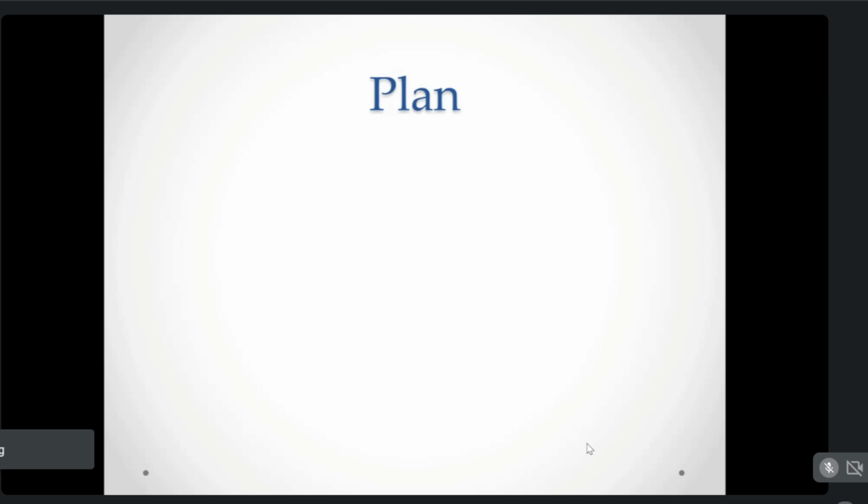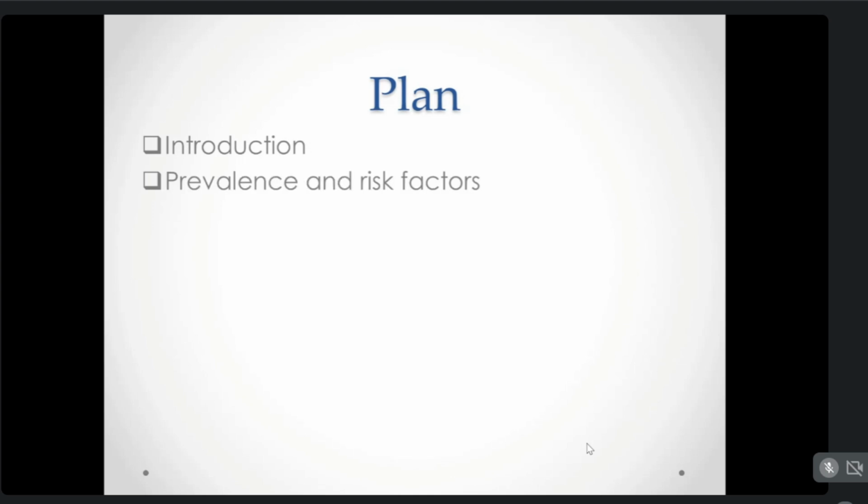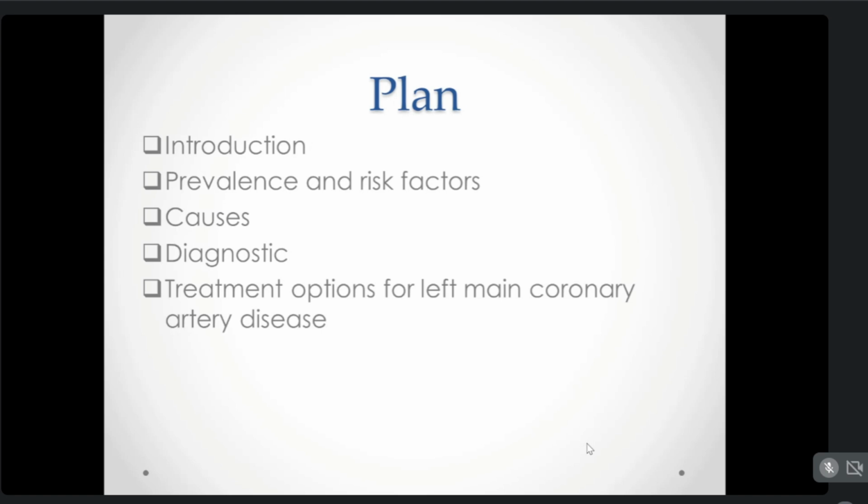For the plan, we will begin with an introduction, followed by a discussion on the prevalence and risk factors of left main coronary artery disease, the causes, explore the diagnostic, both clinical manifestation and diagnosis modality, and move on to treatment options for left main coronary artery disease. Finally, we will conclude, inshallah, with a conclusion.